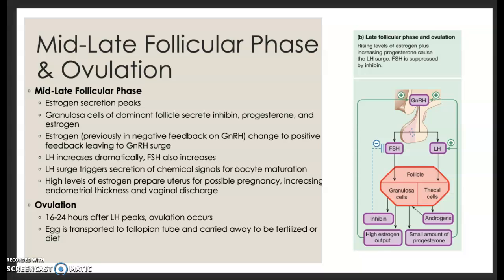Then we have ovulation. This occurs 16 to 24 hours after luteinizing hormone peaks. And so the egg is transported to the fallopian tube and it's carried away to either be fertilized by the sperm or it will die. And obviously, in a non-gravid, non-pregnant female, this means that the egg will not mature and become fertilized.